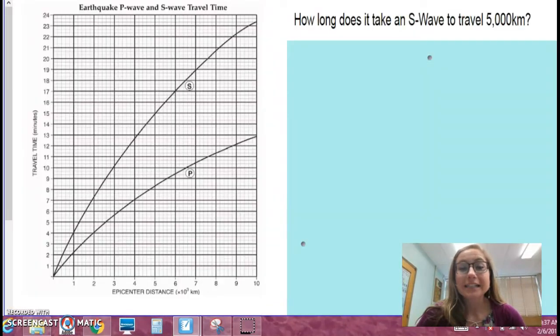All right, let's take a look at page 11 and try some practice problems from there. How long does it take an S wave to travel 5,000 kilometers?